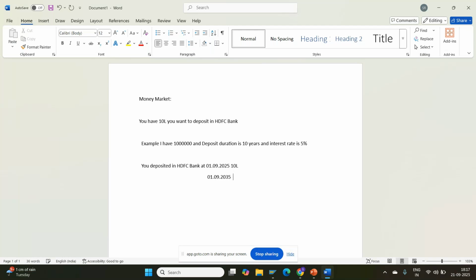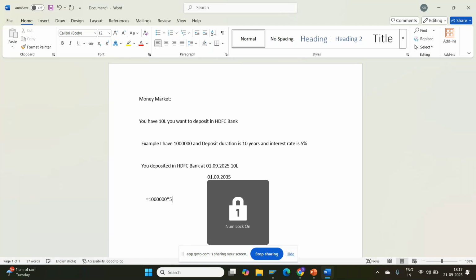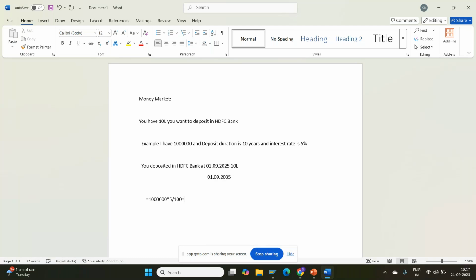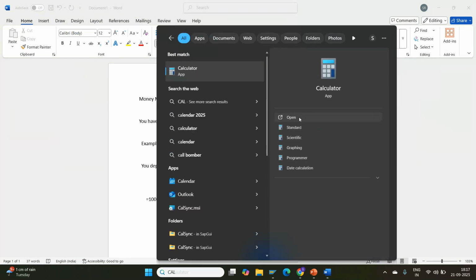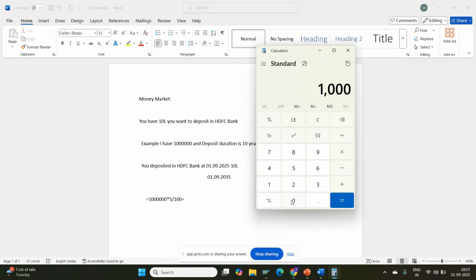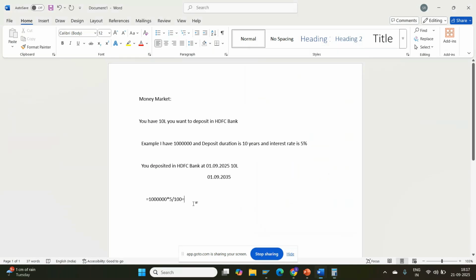Now you can look at this 10 lakhs. This is the amount, and that is the interest rate. What is the interest rate? 5 percent. 5 percent of 100 is equal to what interest amount? We can take a calculator. 50,000. So 50,000 is the yearly interest.